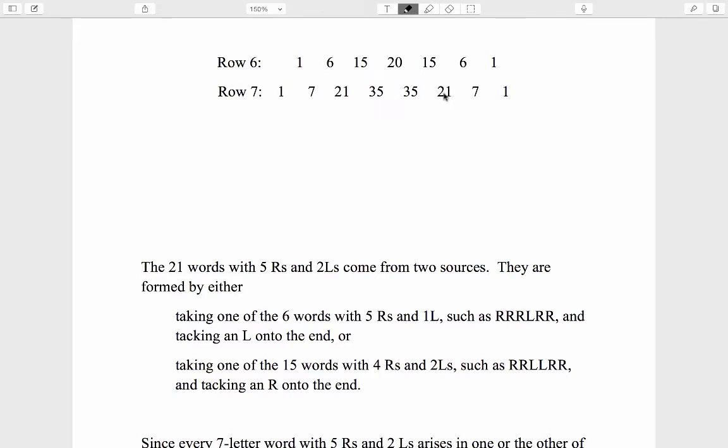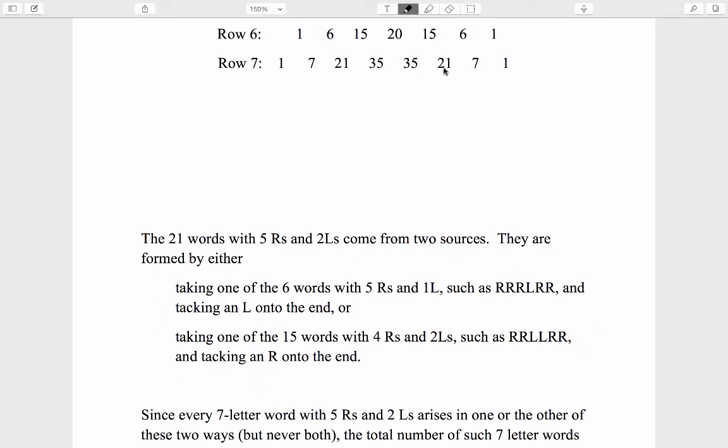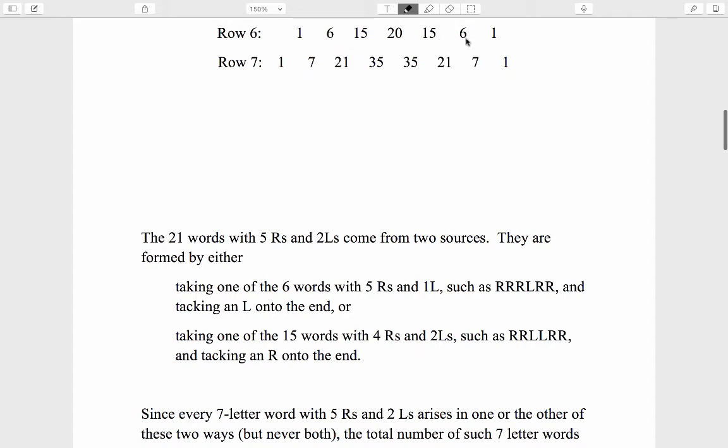Or words that live here could come from one of the 15 words that have 4 R's and 2 L's, and tacking on an R to the end. Those correspond to the 15 paths down to this location, which currently have 4 rights and 2 lefts, and if you just go right one more time, you'll land in this location. Since every 7-letter word with 5 R's and 2 L's arises in one or the other of those two ways, but never both, the total number of such 7-letter words equals that sum.